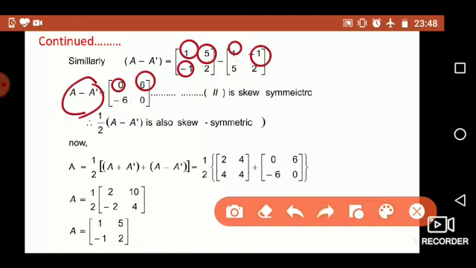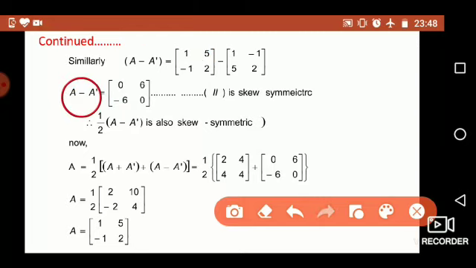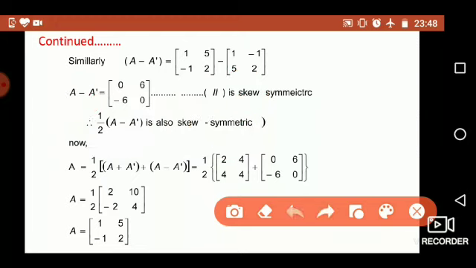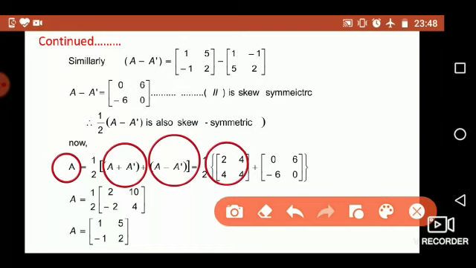Therefore, here the matrix A minus A dash is a skew symmetric matrix. We will denote it by equation number 2. Therefore, 1 by 2 times A minus A dash is also a skew symmetric matrix. Now the third step of this problem, you have to express A as 1 by 2 times symmetric plus skew symmetric, that is, a symmetric matrix plus a skew symmetric matrix.